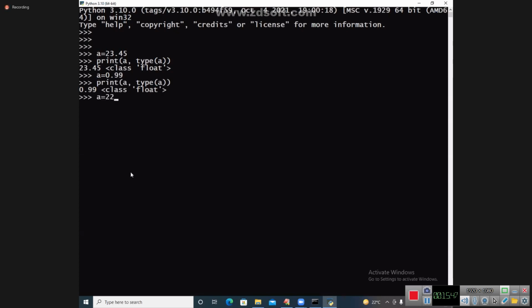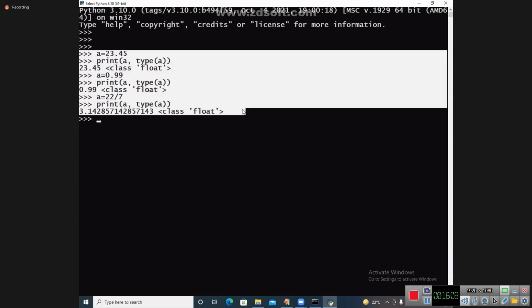Say A is equal to 22 by 7. Print of A, it gives 3.141 and so on. A big number is coming, which is of float type. Percentage of your marks, if you want to calculate, you can go on like this.